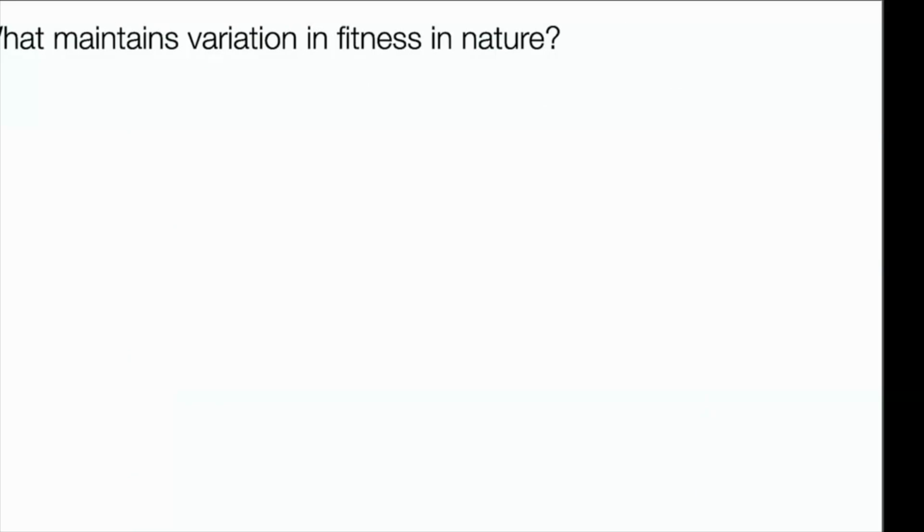So what maintains variation in fitness in nature? There's been a ton of work on this for decades, right? And overall, there have been two evolutionary hypotheses. One is mutation selection balance. Variation is maintained at an equilibrium because recurrent mutation continually introduces new variation that is then removed by selection.